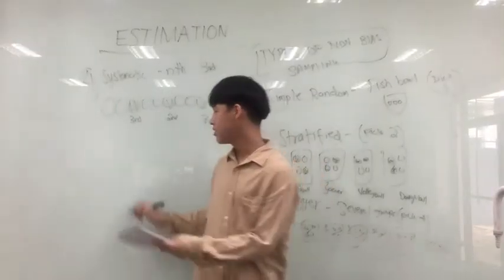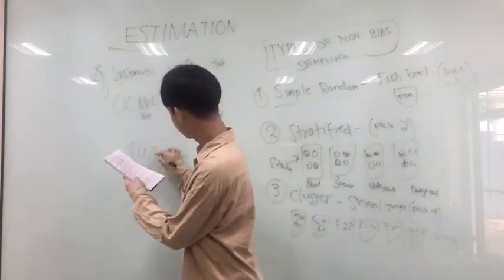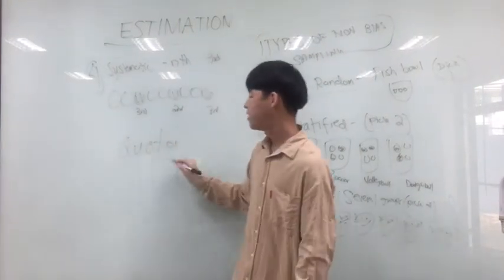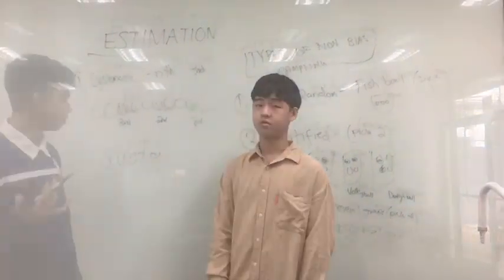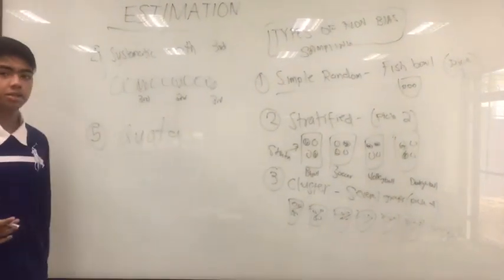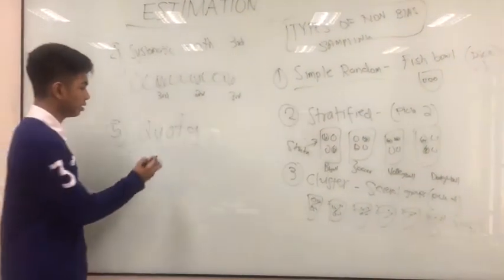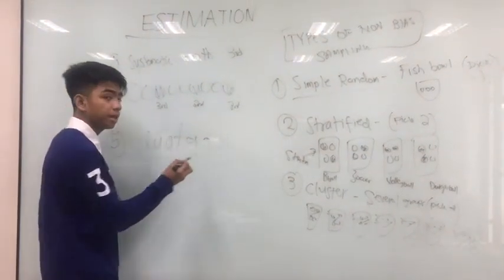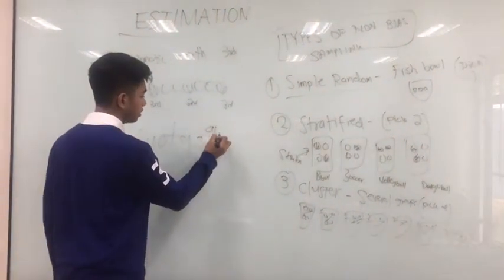Now we're going to discuss quota. Quota means there is a standard to be followed. Example of quota is that to be able to be in an honors class, you need to have a 90% average grade. So the standard is 90% average grade.